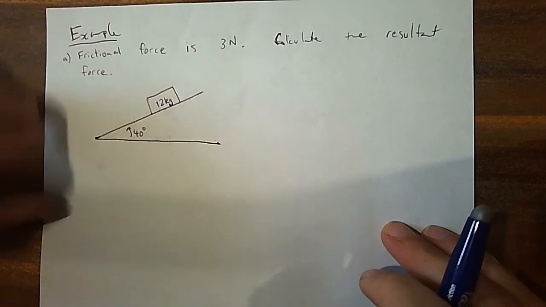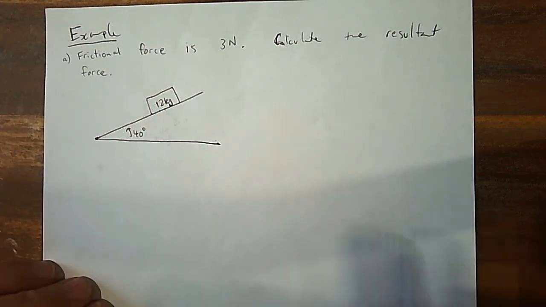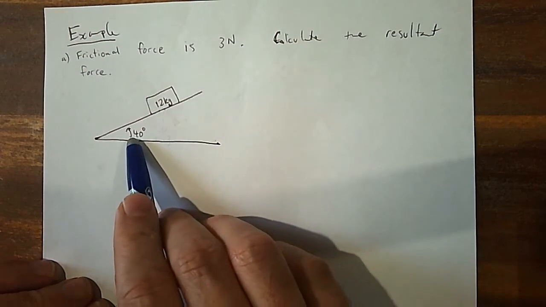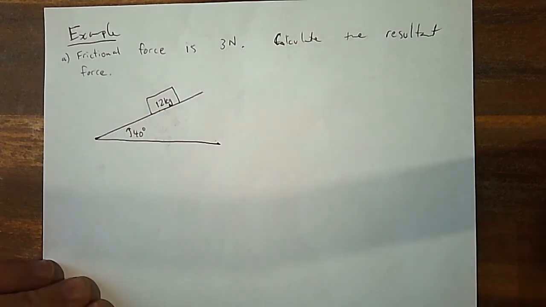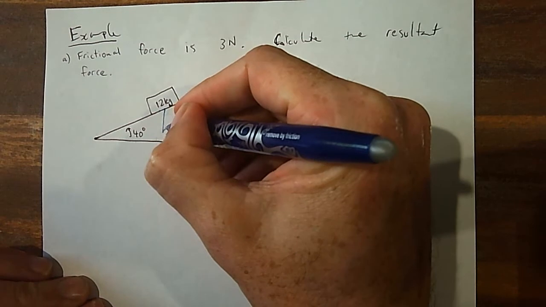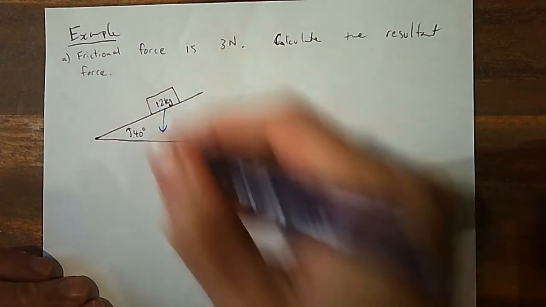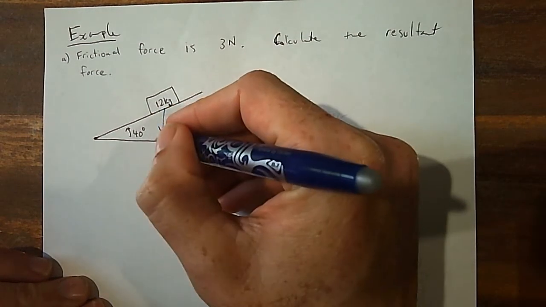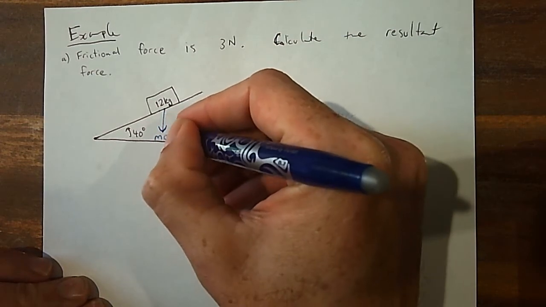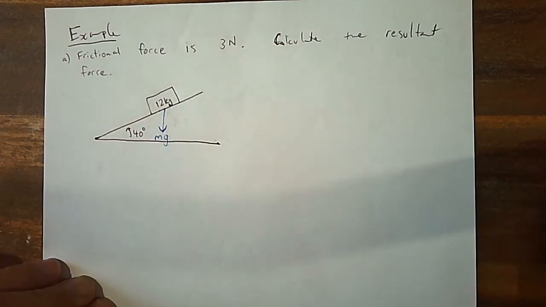Okay, I'm just going to try and link a couple of concepts together here. So I've got a 12 kilogram block on a plane at a 40-degree angle, and there's a frictional force of 3 newtons acting against that motion. Now, the first force is our gravity, and this force is made up of the mass times the acceleration. So it's mass times g, which in this case we're using as 9.8.